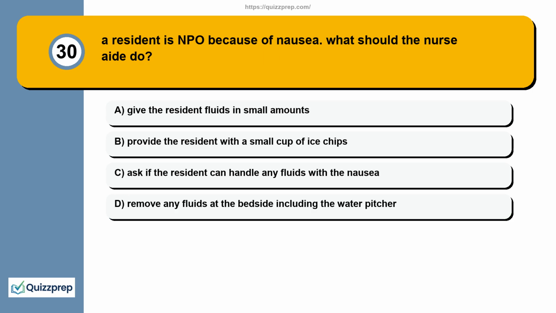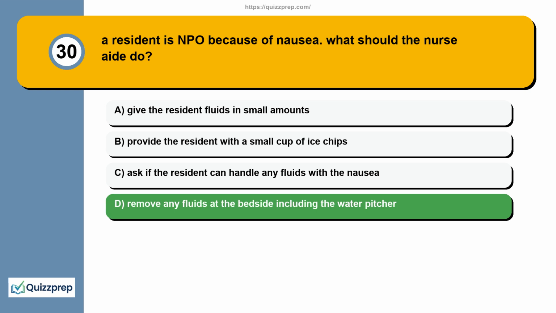Question 30. A resident is NPO because of nausea. What should the nurse aide do? Option A, give the resident fluids in small amounts. Option B, provide the resident with a small cup of ice chips. Option C, ask if the resident can handle any fluids with the nausea. Option D, remove any fluids at the bedside including the water pitcher. The correct answer is option D, remove any fluids at the bedside including the water pitcher.